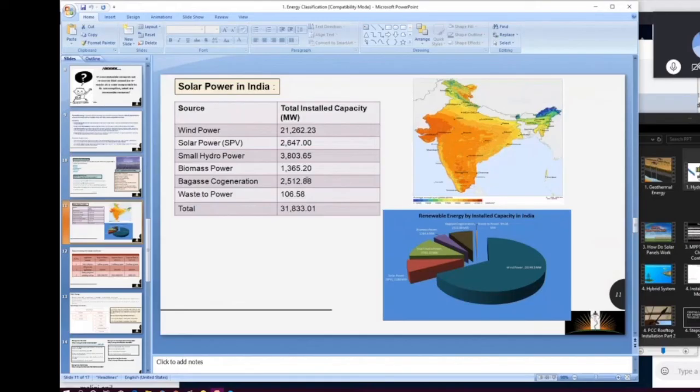Yes, sir. From here we can see wind power. As we say in India, wind power has the most installed capacity, but solar nowadays is overcoming the same.